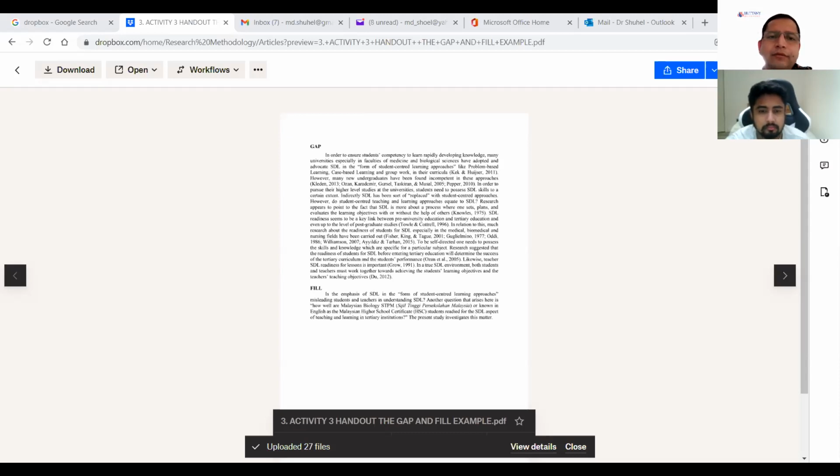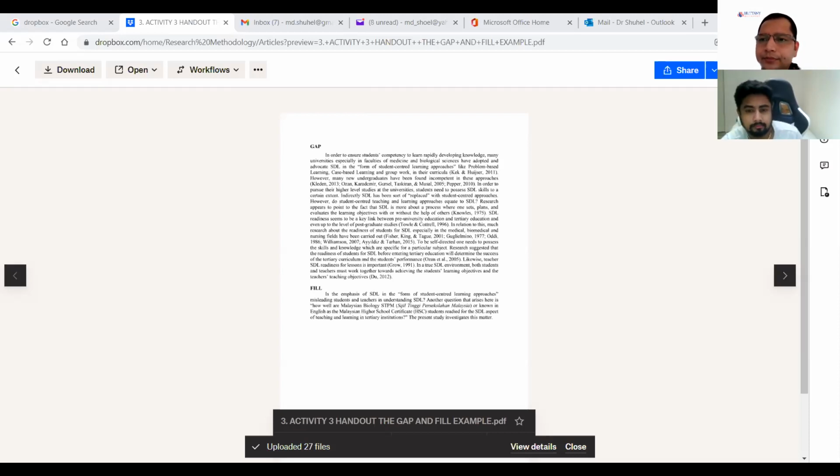Now, he is also saying that, however, many new undergraduates have been found incompetent in these approaches. So they find undergraduate students are incompetent. This also refers to another reference. In order to pursue their knowledge in higher level studies at the university, students need to possess SDL skills to a certain extent. So the researcher agrees, based on the previous studies, they need to adopt SDL. So the real question is, however, do those student-centered teaching and learning approaches equal SDL? So this needs to be answered. This is the gap. Okay, you understand now? Yeah.